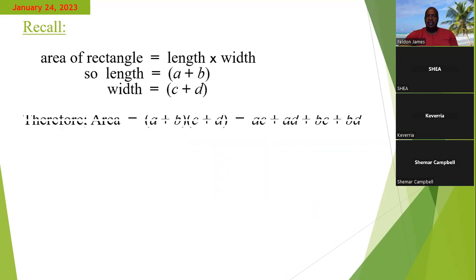So we are saying that these are the lengths of the bigger rectangle, the A plus B and the C plus D. These are the length and width of the bigger rectangle.